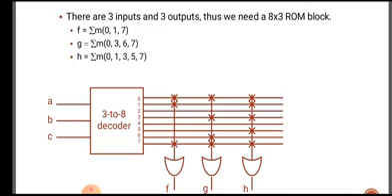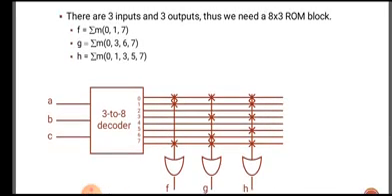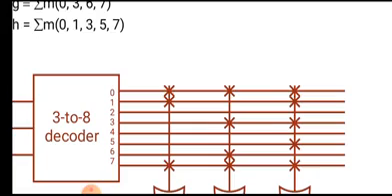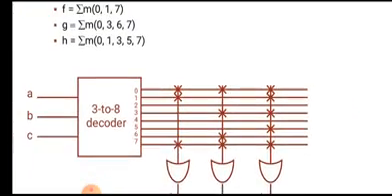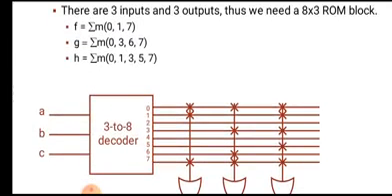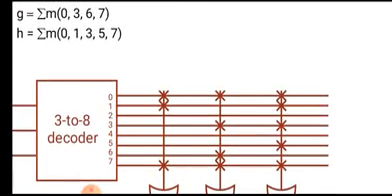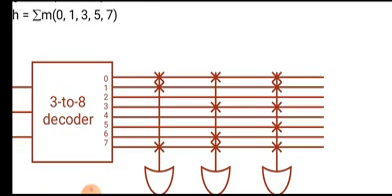So how can we say it? 0, 1, 2, 3, 4, 5, 6 and 7 are the 8 combinations. The output F is 0, 1 and 7, meaning 0 is indicated by a cross connection, 1 is also indicated by a cross connection, and 7 is also indicated by a cross connection. G has a combination of 0, 3, 6 and 7, so 0, 3, 6 and 7 are connected. For H we have a combination of 0, 1, 3, 5 and 7, so 0, 1, 3, 5 and 7 are connected.